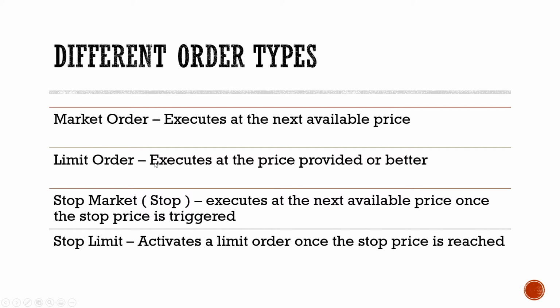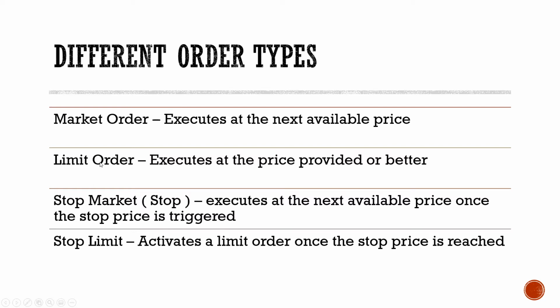A limit order is an order that is executed at the price provided or better. Meaning, let's say a stock is trading at $12 and you put a limit order to enter at 12.50, right? The order will execute at 12.50 or better, meaning it could execute right away because it already has a better price.